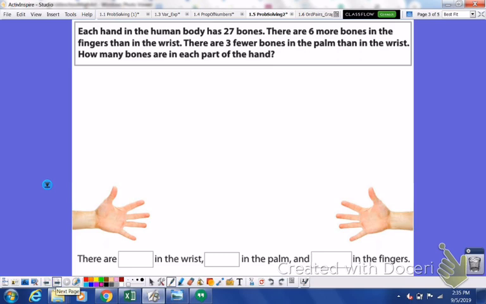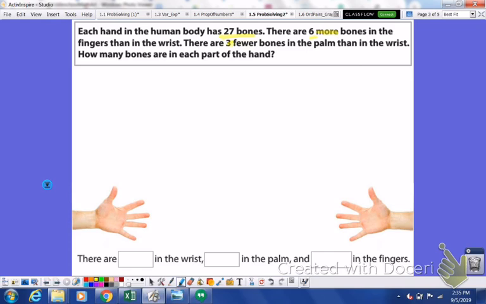Each hand in the human body has 27 bones. There are 6 more bones in the fingers than in the wrist. There are 3 fewer bones in the palm than in the wrist. How many bones are in each part of the hand? Okay, so we know 27 bones total. There's 6 more bones in the fingers than in the wrist.